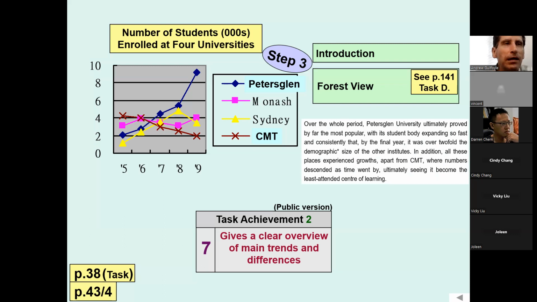So I use popular. It was the most popular. And I used, it was twofold the size of the other institutes. And then I used blue eyes and brown eyes. All of them, apart from CMT, experience growth. So that is the main difference. That's the main trend, I would say.